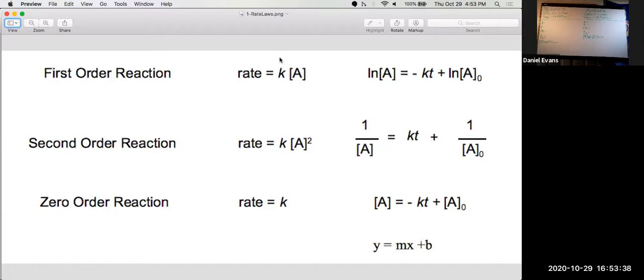So we should have covered rates and rate stoichiometry, method of initial rates. Now we're going to look at three orders. So we can get different exponents on our reactants for a rate law. The most common ones are going to be zero order, first order, and second order. There are other uncommon ones, fractional order, even negative orders, but these are the common ones.